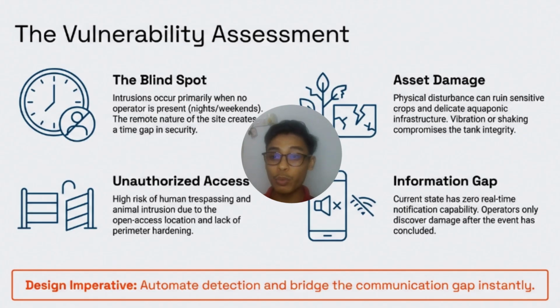From our assessment, we identified four main vulnerabilities. First, there is a blind spot during nights and weekends when no operator is present. Second, physical disturbance can damage sensitive crops and aquaponic infrastructure. Third, the open access nature increases the risk of unauthorized human or animal intrusion. And finally, there is an information gap where operators only realize an intrusion after the event has already occurred. So this leads us to a clear design imperative: automated detection, and bridge the communication gap instantly.